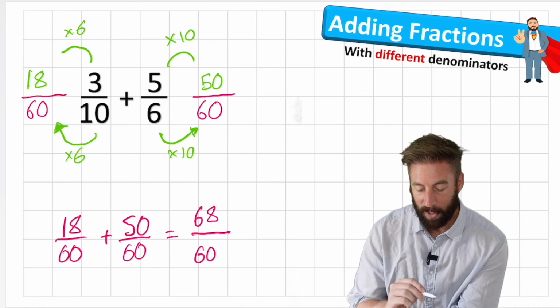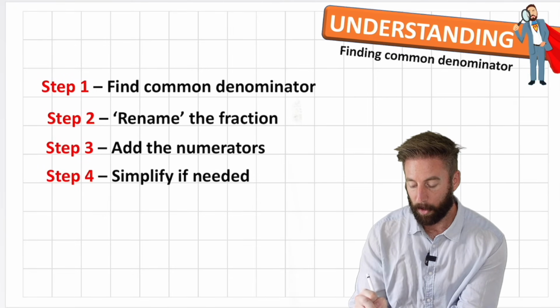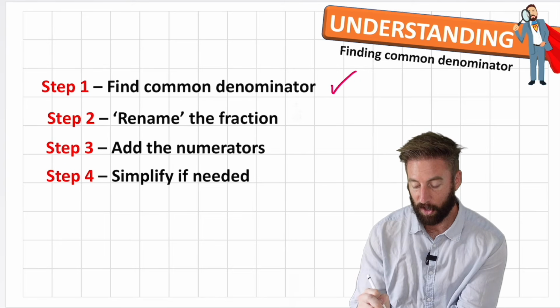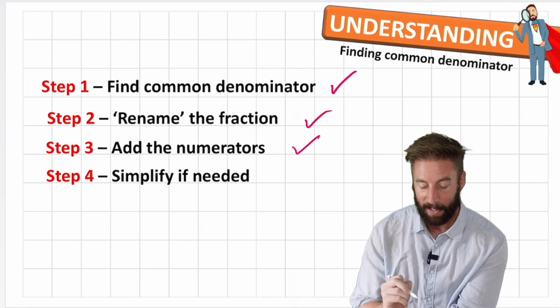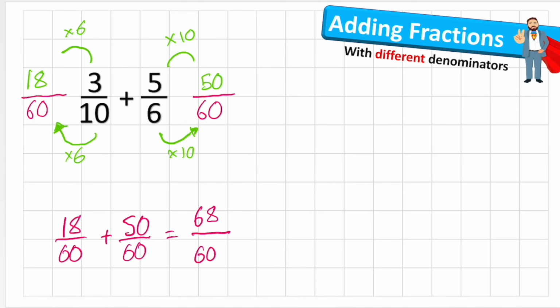But let's have a look at our steps. And again, I can see that I found the common denominator. I renamed the fraction. I added the numerators, but I've not yet simplified if needed. So how can I simplify 68 60ths? Well, I can see straight away that we have a common multiple, and an easy common multiple to see is 2. So I can divide both of these by 2, and 68 divided by 2 leaves me 34, and 60 divided by 2 is 30.